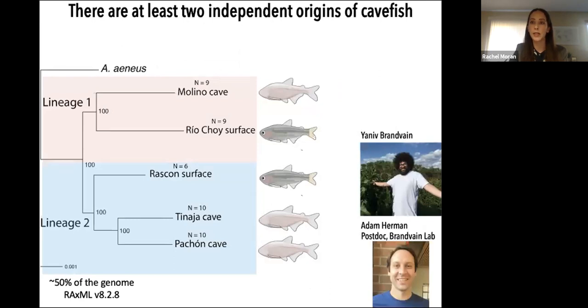postdoc Adam Herman. So what we're seeing here in this tree built using the whole genome sequencing data is that there are 2 independent lineages of surface fish that gave rise to cavefish. And so this supports previously published work in the system. So that's nice.